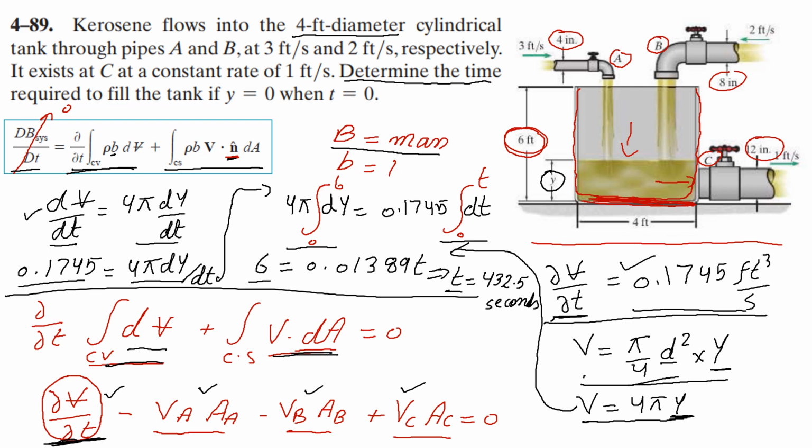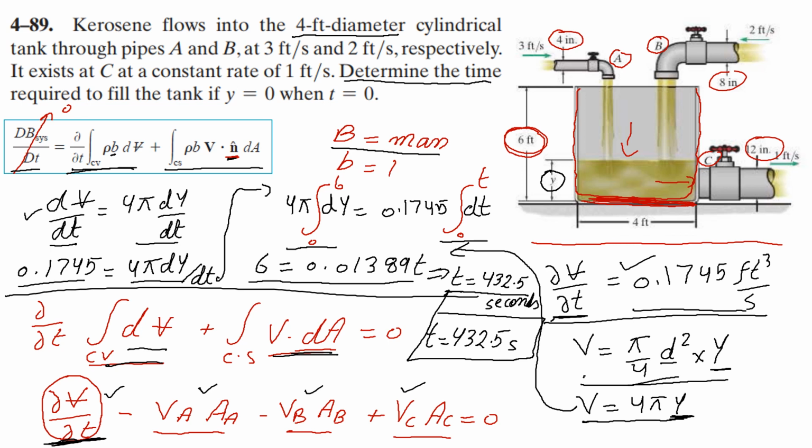So I get an equation of this, 6 is equal to 0.01389 t, and from here I can calculate my value for time in seconds. And here if I wanted to write the answer more clearly, t is equal to 432.5 seconds. So hope this is clear. Let's move forward.